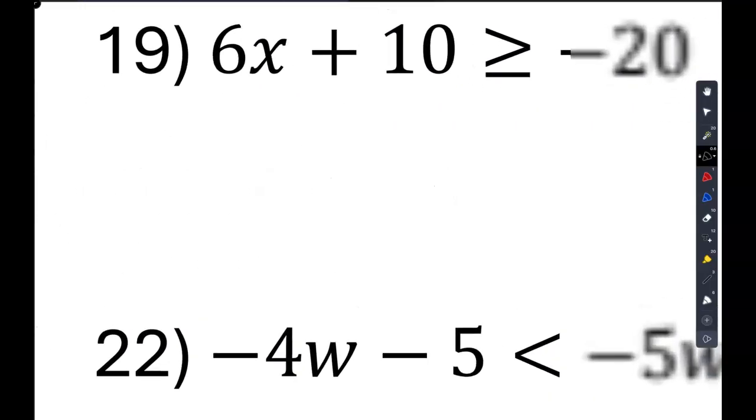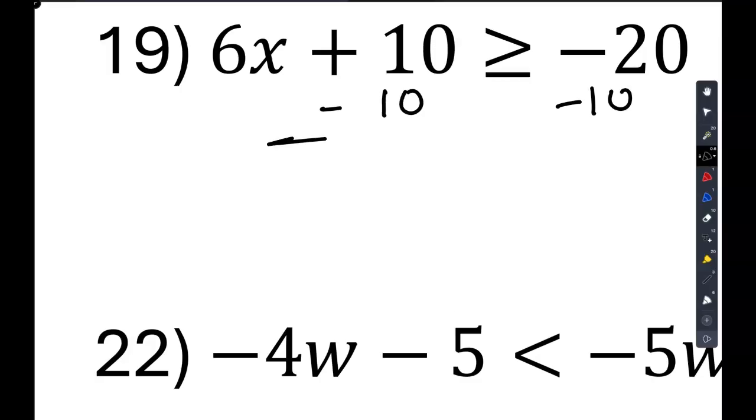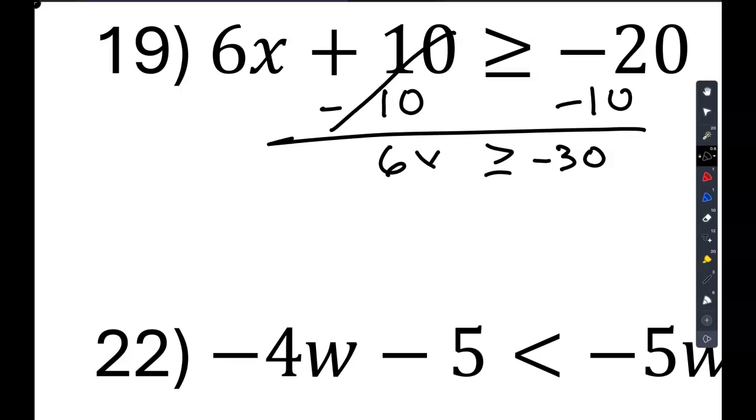19. We're going to subtract the 10. And notice I'm subtracting 10, so I don't change the inequality because it's negative. Same sign, find the sum. Less than or equal to negative 30. The 10's cancel out. Bring down 6x. Divide by 6. Divide by 6. The 6 is positive. The 30 is negative. We don't swap it because the 6 is positive. This will cancel out. X is greater than or equal to negative 5.